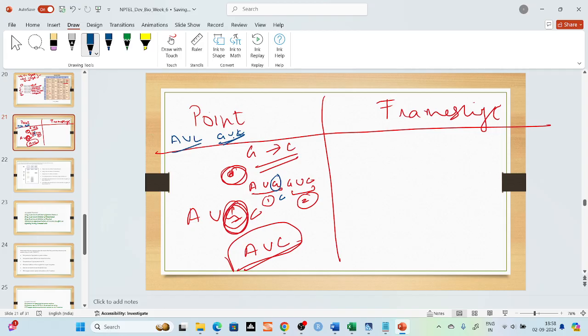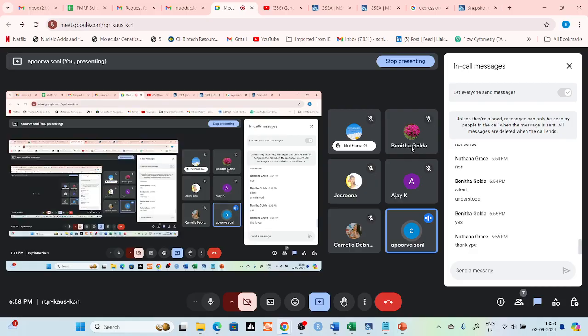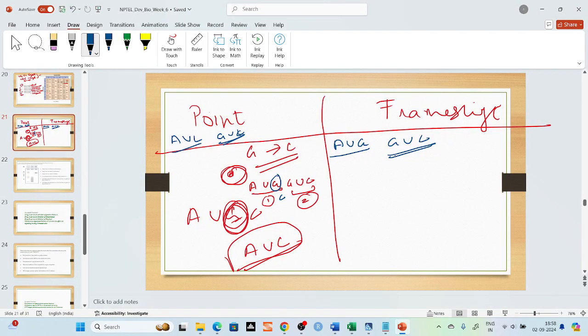Okay. Now what happens in frame shift mutation? Same example I am taking. You have AUG and GUC. Now in frame shift mutation, there is either insertion or deletion of a particular nucleotide. Suppose an extra A is added, an addition. Because this extra A is added, the entire frame after this addition would be changed.